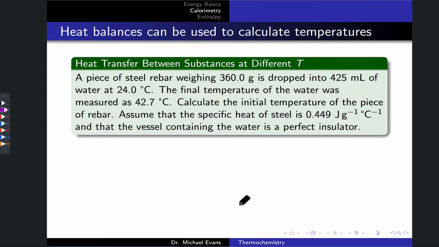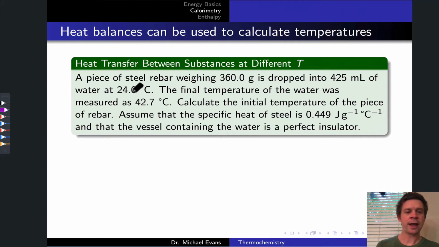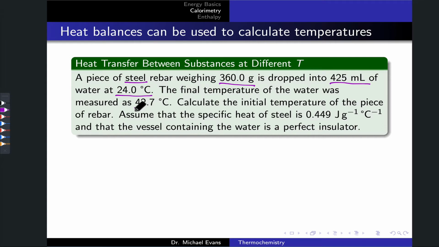Let's look at an example problem related to this. Say we had a piece of steel, rebar, and it weighed 360 grams. We drop that into 425 milliliters of water that starts out at 24 degrees C. The final temperature of the water was 42.7 degrees C, and what we want to know is the initial temperature of the piece of rebar.